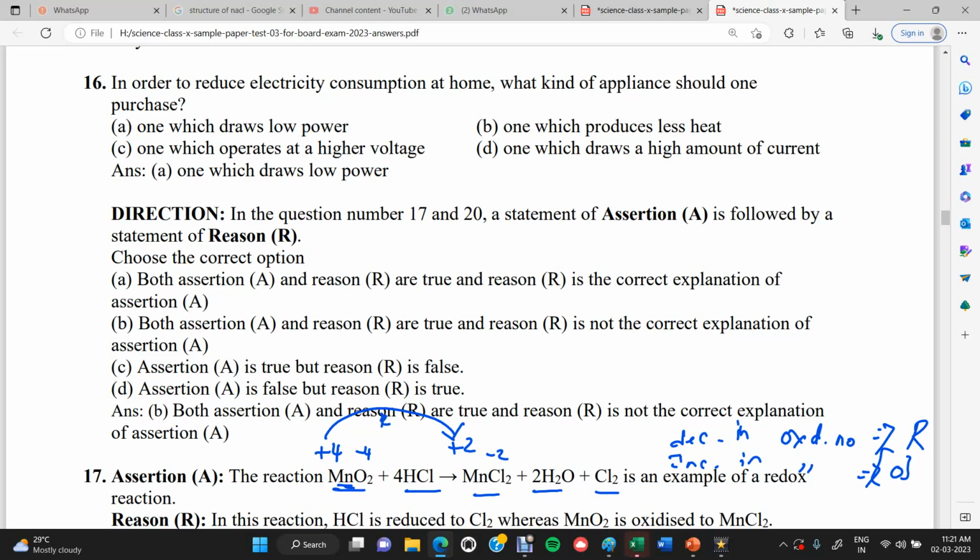In the case of hydrogen, look here. H plus Cl minus, so hydrogen is plus 1 here. But in the case of oxygen, here the charge of hydrogen is 0.